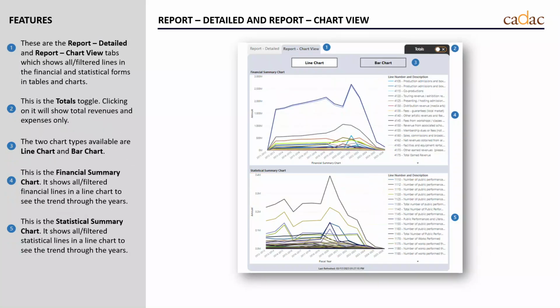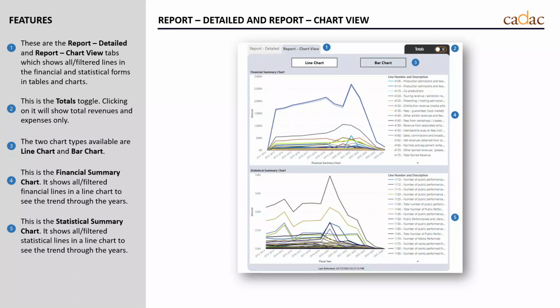Now we will switch to the chart view. This will show us the same data, but now in a visualized format. You will notice some key elements here. Firstly, I want to draw your attention to the totals toggle in the top right. In this screenshot, you can see the total toggle is turned off. Therefore, the charts are showing us results from every line in the financial and statistical forms. If you toggle the totals on, it will only show you total or subtotal lines from each of the forms.